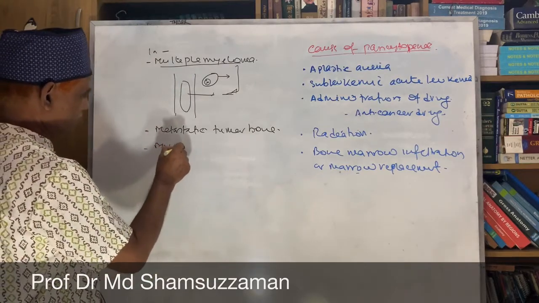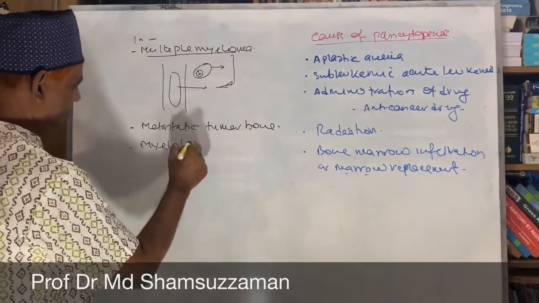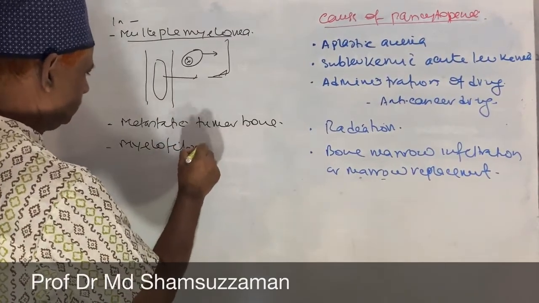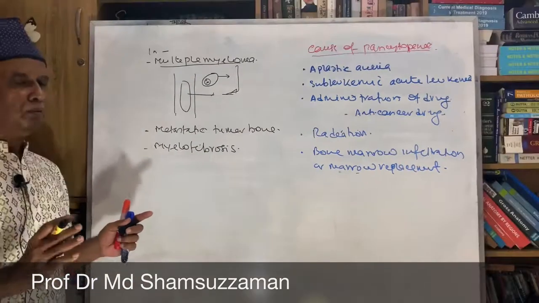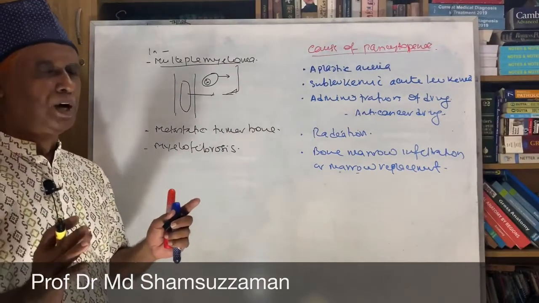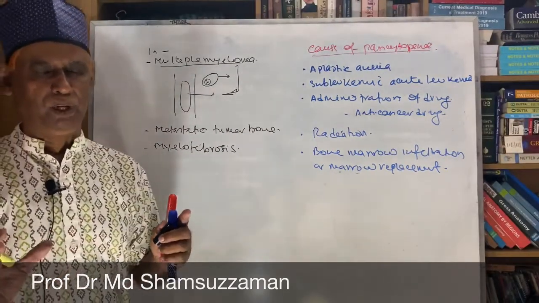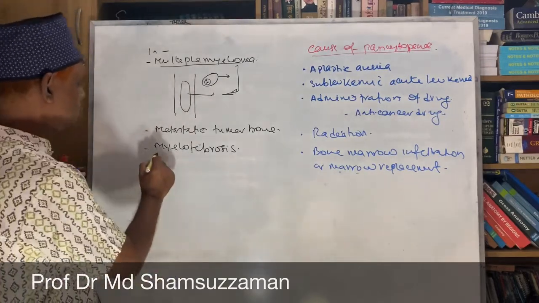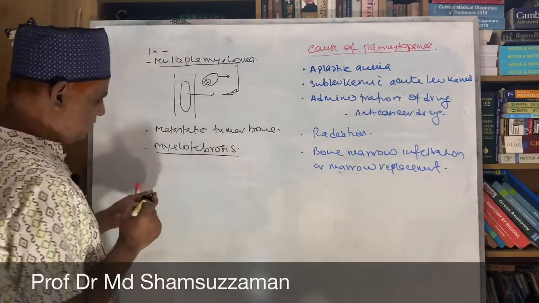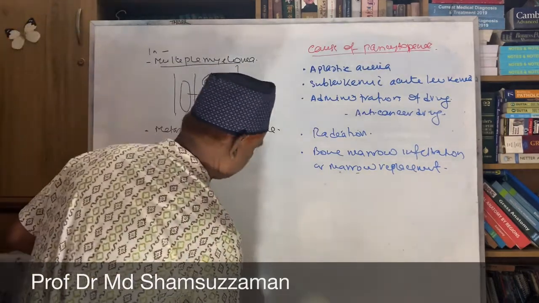Myelofibrosis. Fibrosis. Dear audience, again I recall, normal marrow is composed of half fat cell and half hemopoietic element. If there is fibrosis within bone marrow, there will be reduction of production of RBC, WBC, platelet, and it will lead to pancytopenia.